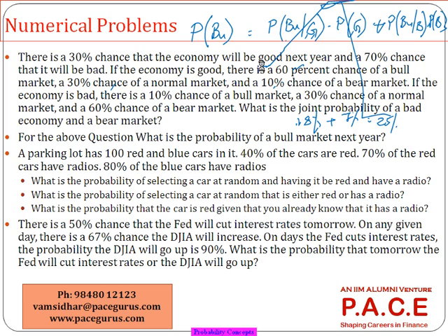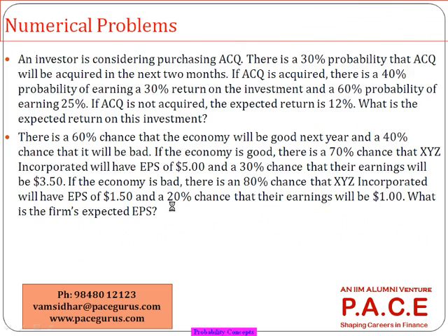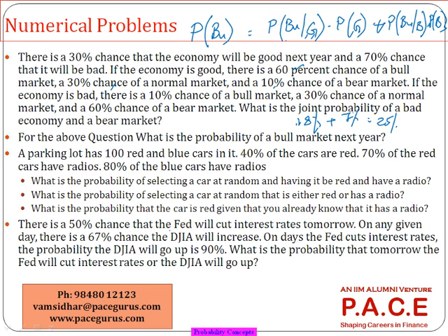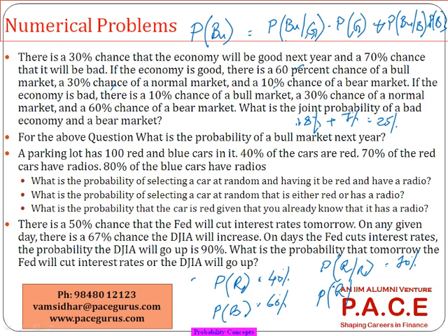So here, how do we write it? 40% of the cars are red. Probability of red is 40%. Probability of blue is 60%. 70% of the red cars have radios. Probability of radio given red is 70%. Probability of radio given blue is 80%.